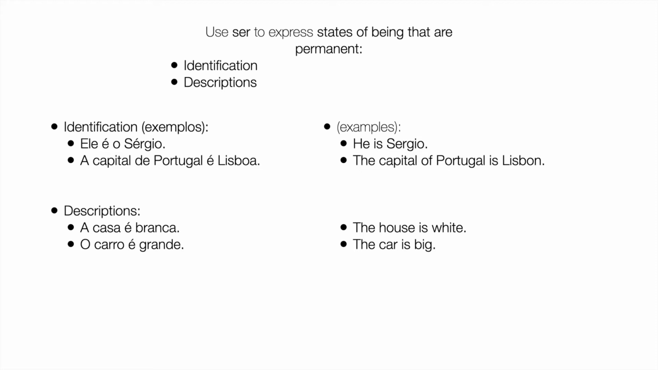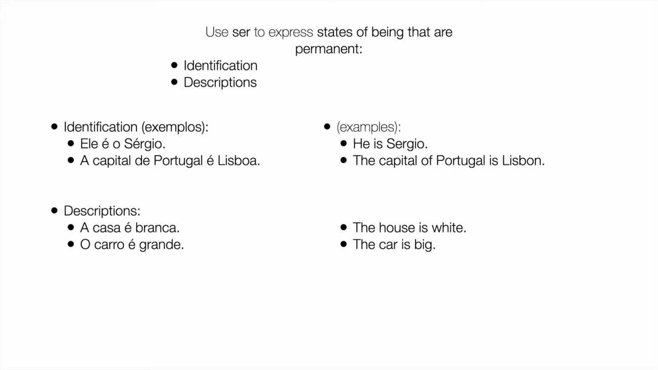Then for descriptions also, you want to use the verb ser because you're describing what something is, the key component, the essential characteristics of a thing. So if we want to say that the house is white, well, a casa é branca. It wouldn't be a casa está branca.